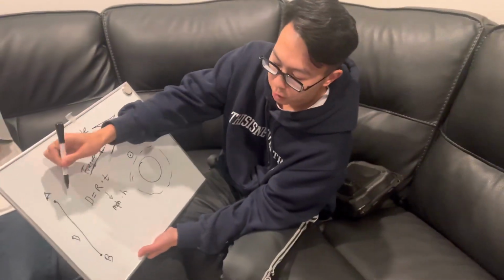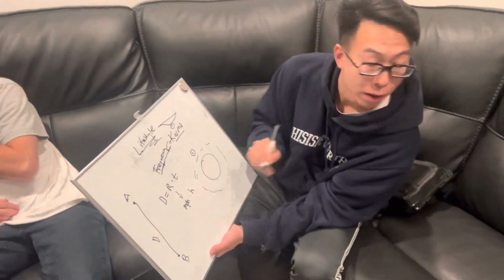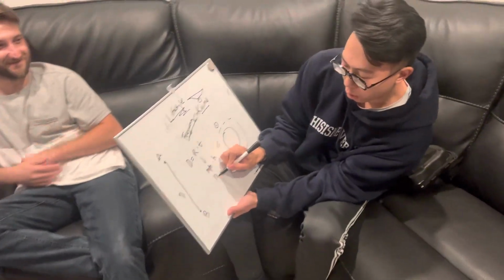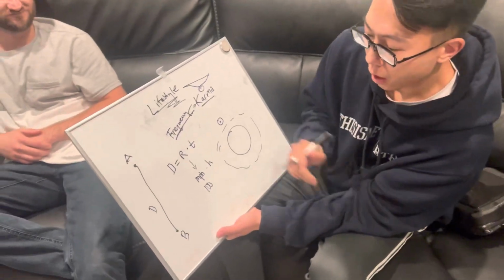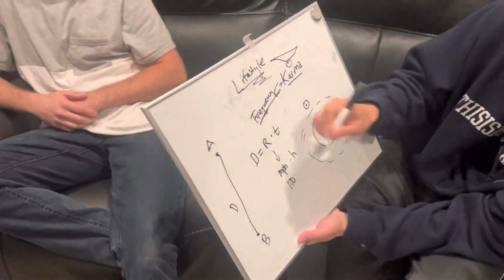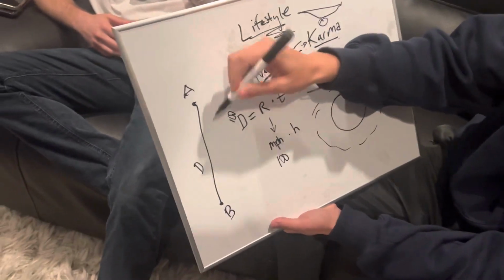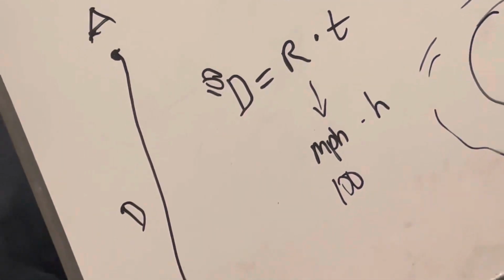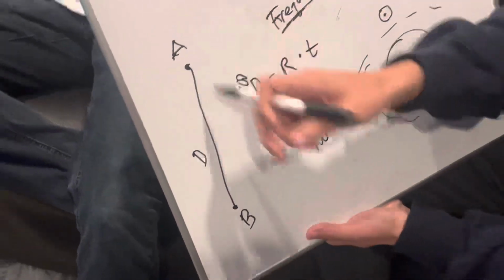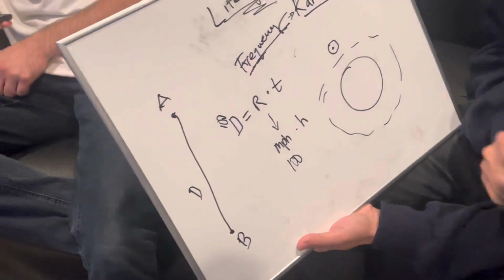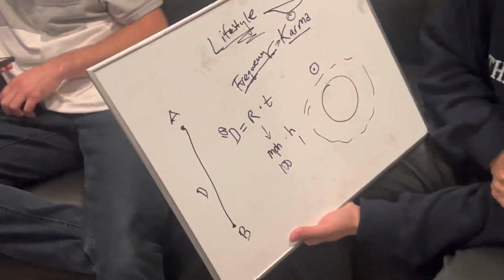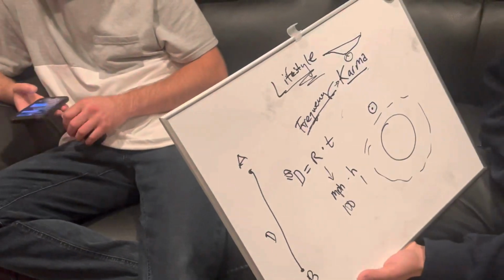Let's just say my maximum speed is 100 miles per hour, and this distance is 100 miles. How long will it take me to get from A to B? It'll take me 1 hour. 100 times 1 is 100, right?